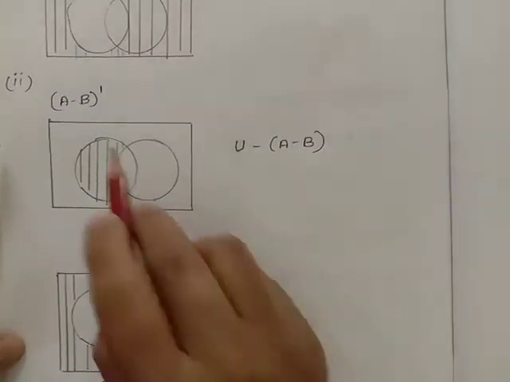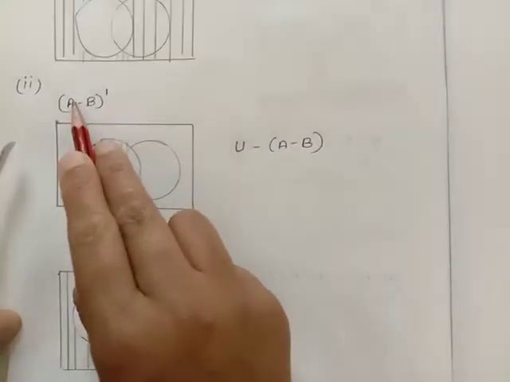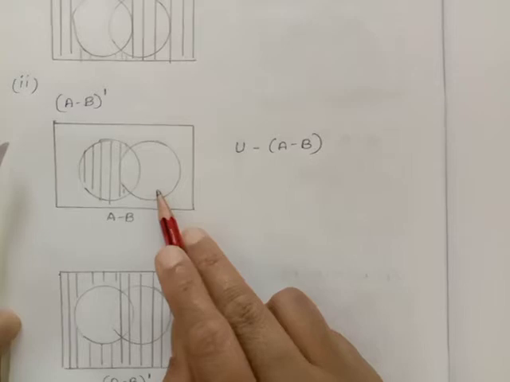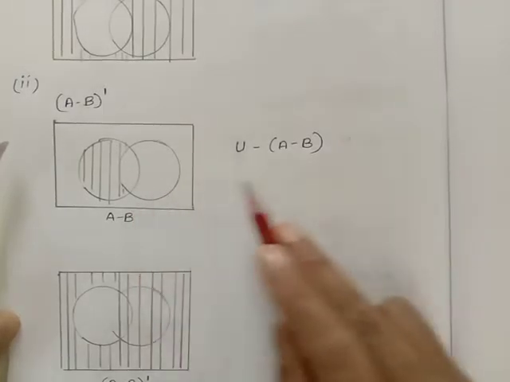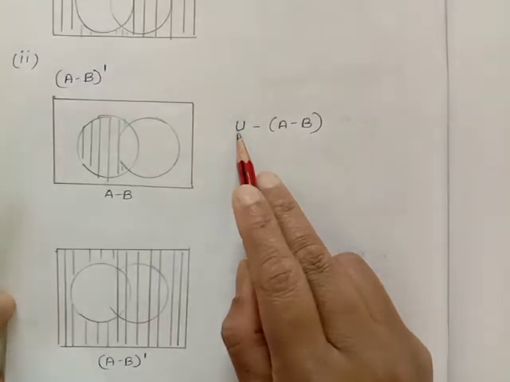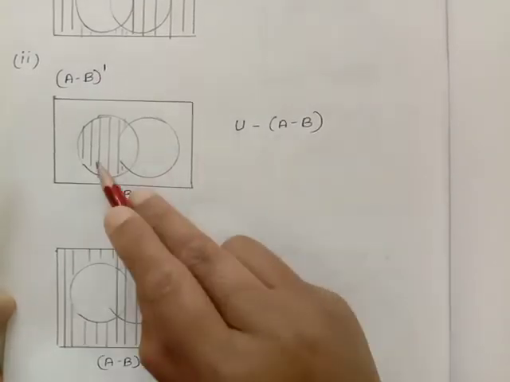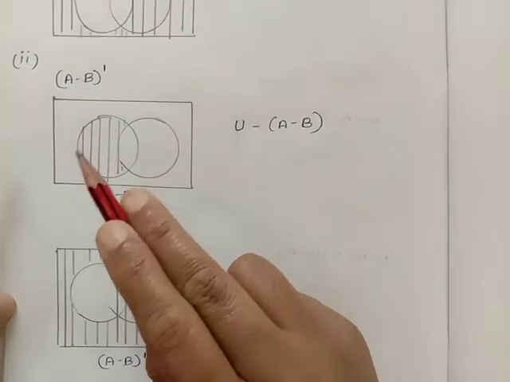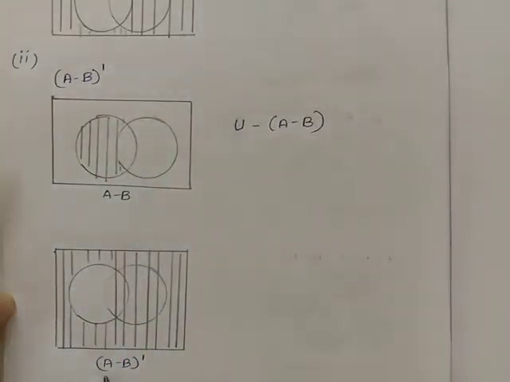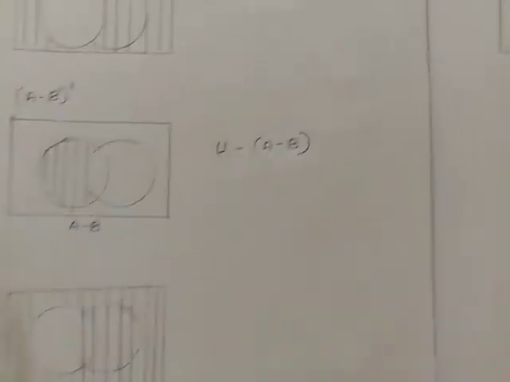Your question is A minus B whole dash. The meaning of A minus B whole dash is universal minus A minus B. So first we'll find A minus B. This is the value of A minus B. Universal minus A minus B means we need universal, we don't want A minus B. Omitting this A minus B, remaining everything we are going to cover to get A minus B whole dash.